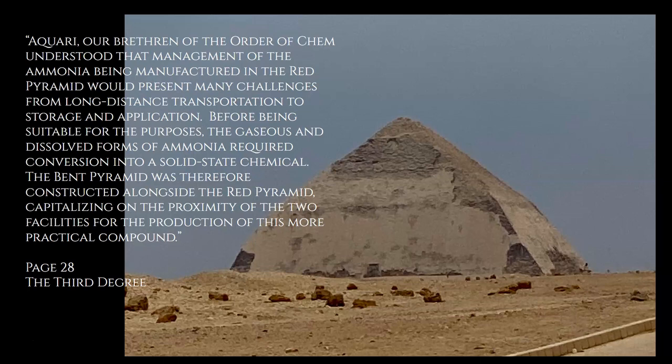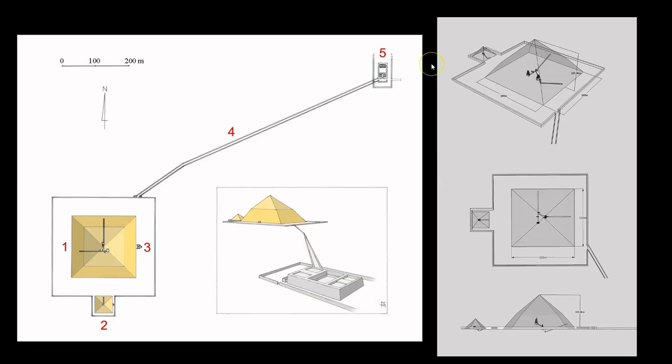So, ladies and gentlemen, the bent pyramid of Dashur was designed to transform the aqueous ammonia solution that was being produced inside of the red pyramid into a more practical solid-state chemical known as ammonium bicarbonate. In today's episode, I'm going to be describing exactly how that chemical was produced inside of the bent pyramid's primary reaction chamber.